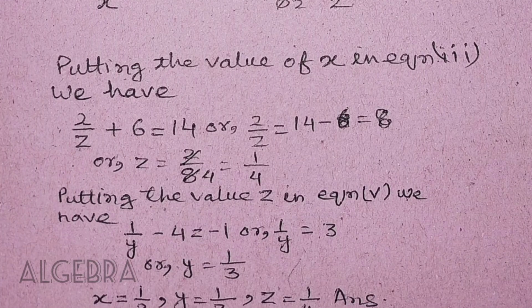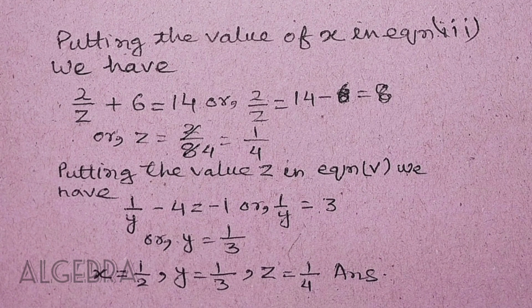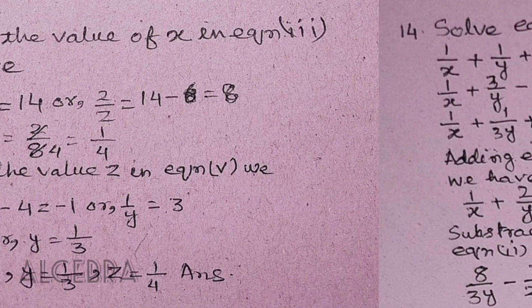Putting the value of x in equation 3, we have 2/z + 6 = 14, or 2/z = 14 - 6 = 8, or z = 2/8 = 1/4. Putting the value of z in equation 5, we have 1/y - 4 = -1, or 1/y = 3, or y = 1/3. So x = 1/2, y = 1/3, and z = 1/4. Answer.